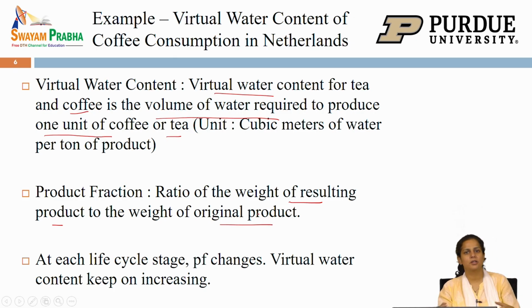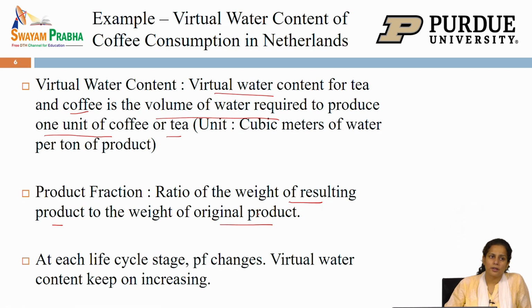So, the definition is very simple. We are simply saying, what is the weight of the final product per unit of product of the original system. And based on what process you are looking at in each life cycle stage, your product fraction will change. So, virtual water content in that case keeps on increasing. We will see how we calculate that virtual water content by looking at the product fraction at each step.